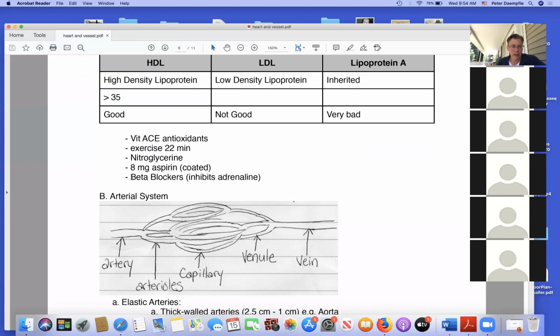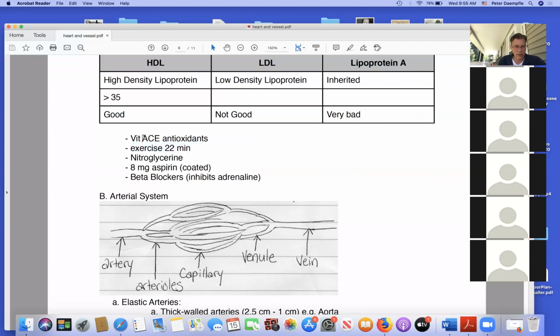Beta blockers inhibit adrenaline. As we said, epinephrine and adrenaline all make the heart beat faster. You want to work the heart out. I told you exercising 22 minutes in your target zone. You've got to figure out your target zone for your heart. As I said, 220 minus your age times 80% is pretty much your maximum heart rate. And that's what you should shoot for.